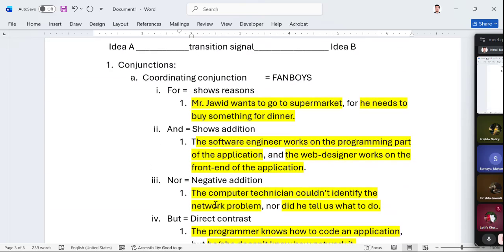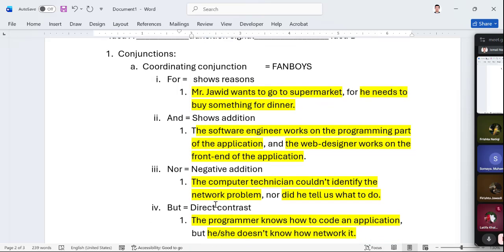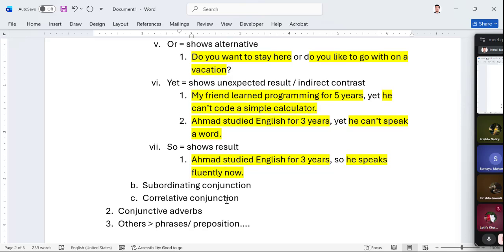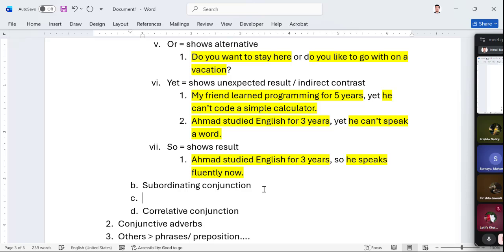Subordinating conjunctions. Now let's go to subordinating conjunctions. Before naming what subordinating conjunctions are, let's try out what the word subordinator means. Why do we call it subordinator?